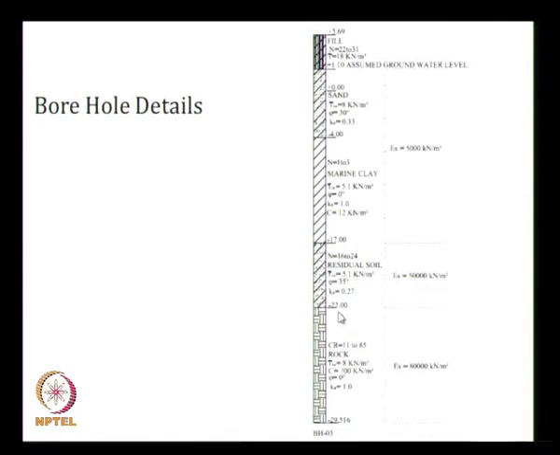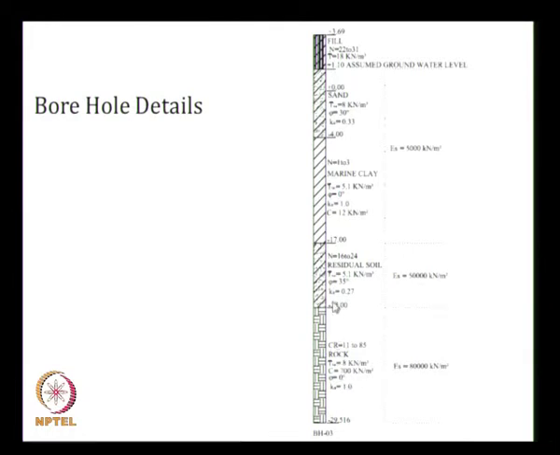Then from minus 22 to minus 29 we have the rock, and the rock has a core recovery of 11 to 85. The submerged density is 8 kilonewton per meter cube. The cohesion is 700 kilonewton per meter square. You see the cohesion here is 12 kilonewton per meter square, whereas the cohesion here is 700 kilonewton per meter square. Phi is assumed as 0 degrees, active earth pressure coefficient is taken as 1.0.